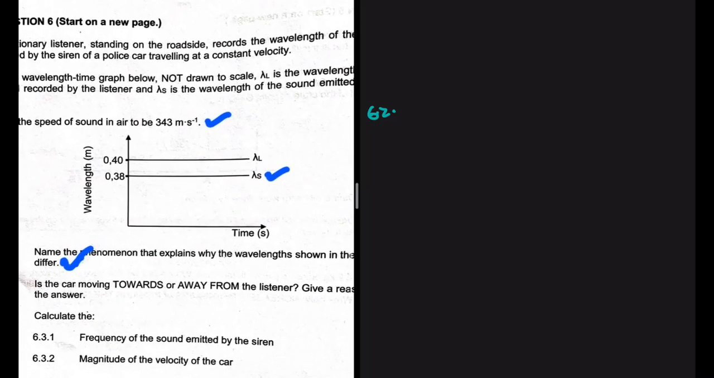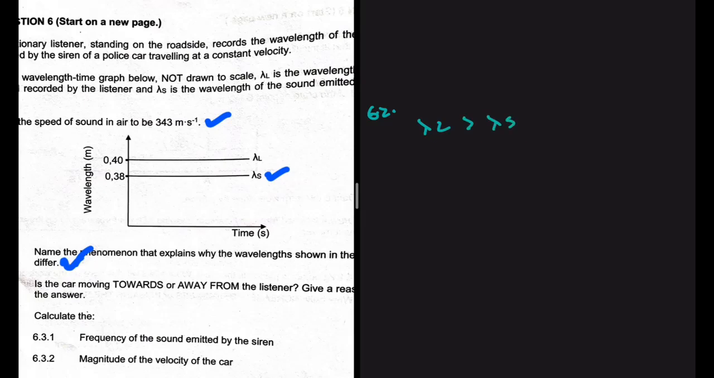So is the car moving away or towards the listener? The listener is stationary. So what is influencing the wavelength that the listener observes is the motion of the car, whether it is moving away or towards. So take a look at this. The wavelength observed by the listener is greater than the wavelength emitted by the sound source.